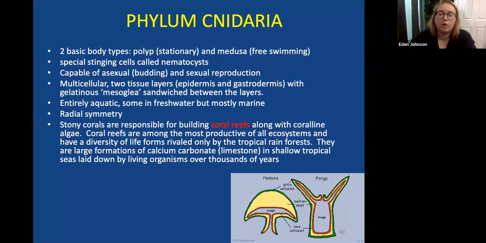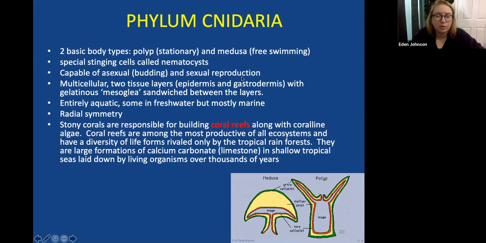All right, so now we're at phylum Cnidaria, and cnidarians are really interesting. They've got two basic body types. You have the polyp, which is right here. It is stationary. And then you have the medusa here, which is free swimming. So think of a jellyfish as having this medusa shape. It has special stinging cells called nematocysts, and those nematocysts actually have chemicals inside of these cells that are sent into whatever the nematocyst touches.